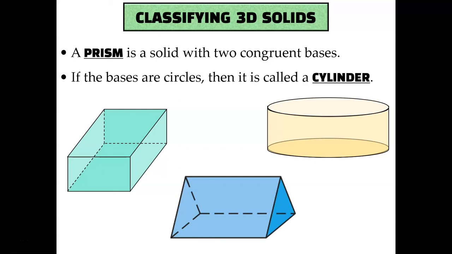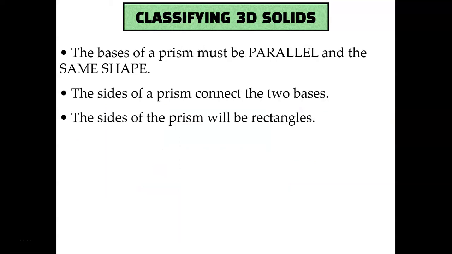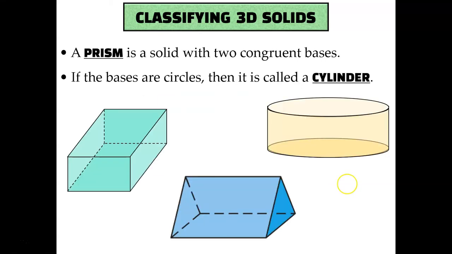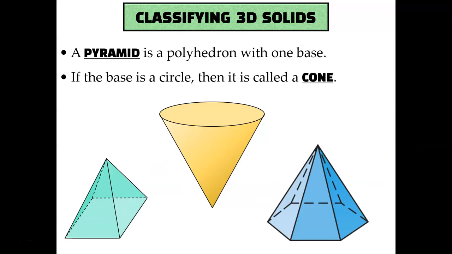So it still holds up to what we said on this slide, that the sides of a prism connect the 2 bases and that the side has to be a rectangle. The side of the cylinder that's not the bases is also a rectangle. It just happens to be curved. Now let's talk about pyramids.